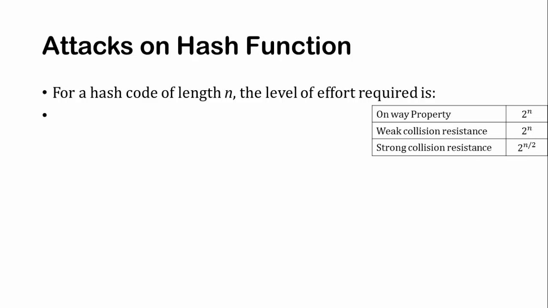To break weak resistance also, you will have to generate 2 raised to the power n values. But a surprising thing is that strong collision resistance will only require 2 raised to the power n upon 2, not n minus 1 but n upon 2 values to be generated in order to break this strong collision resistance. And why is that?